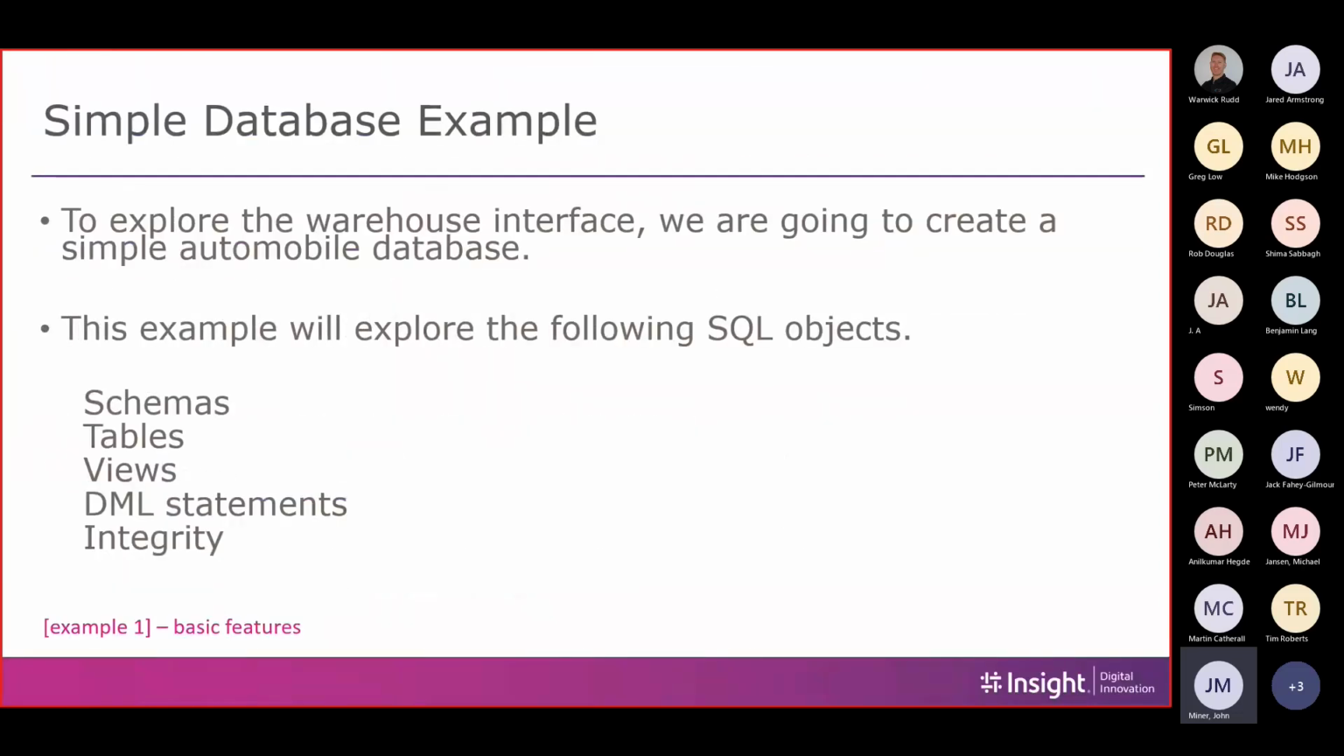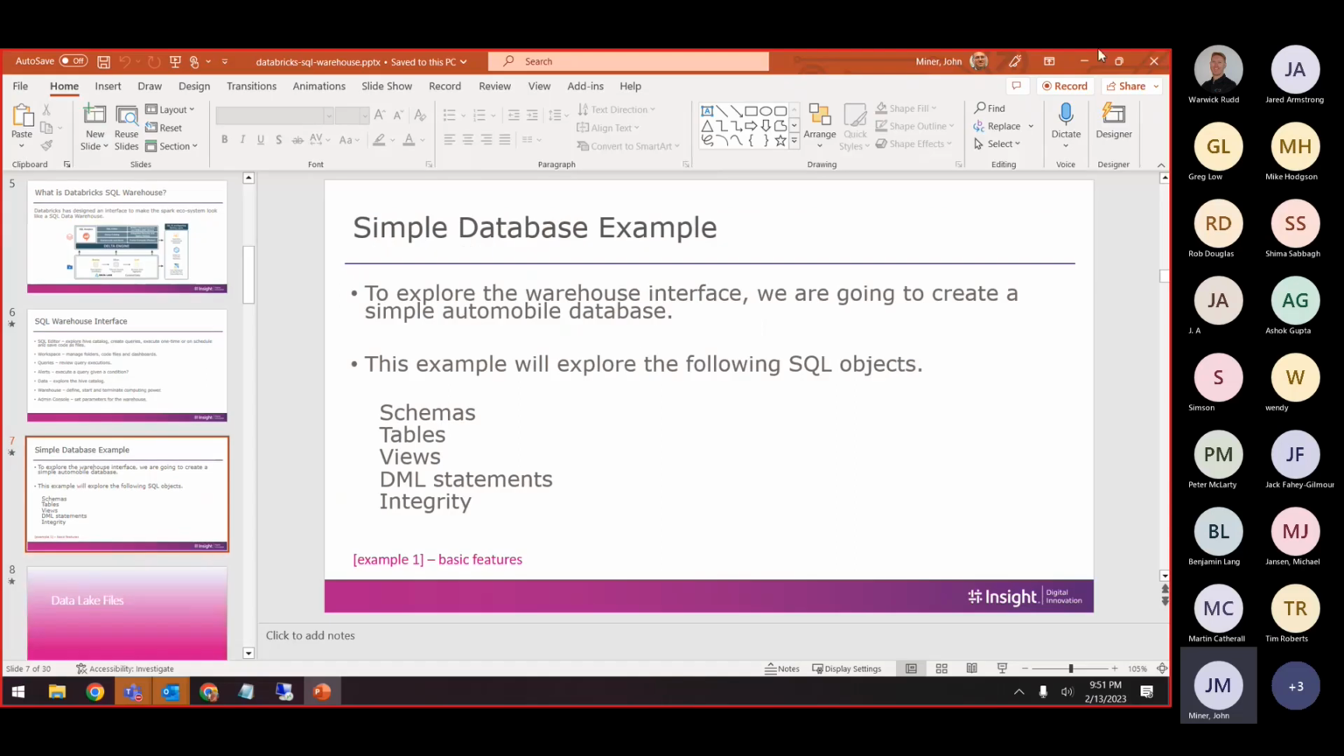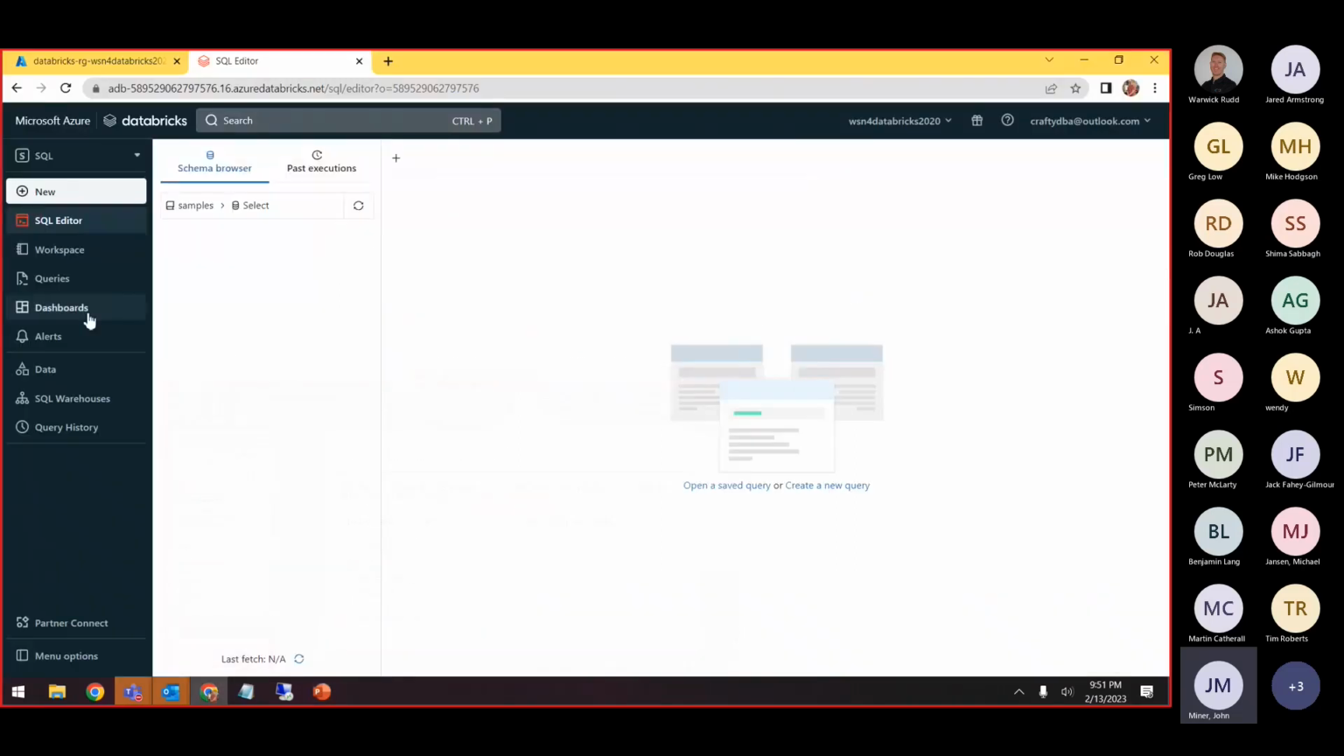And what we're going to do now is a simple database example, right? So to explore the warehouse interface, we're going to create a simple automobile database. I know this is going to work because we're going to use local storage, okay, versus remote storage. And so what we're going to do is we're actually going to do schemas. Okay, so that's like a database. We're going to create some tables, some views. We're going to talk about statements, and we're going to talk about integrity. Okay, and we're going to talk about what type of database it is. Okay, it doesn't support everything. It supports a bunch of syntax, but it doesn't support all the syntax of a database.